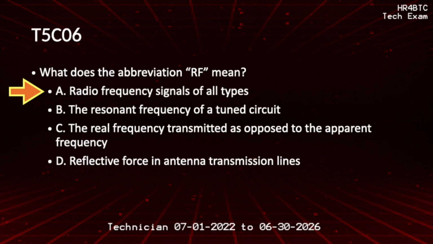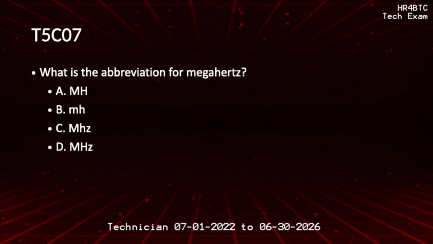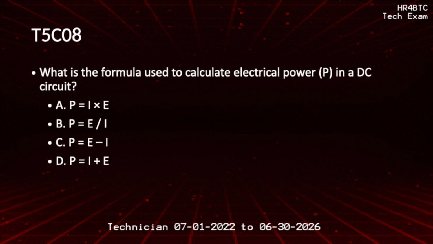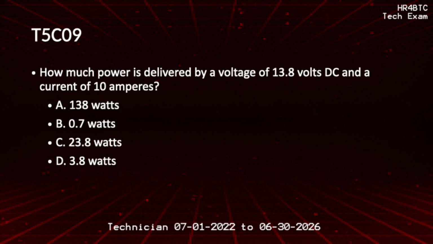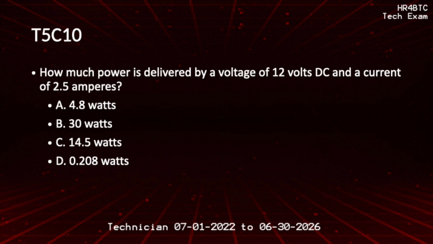What does the abbreviation RF mean? Radio frequency signals of all types. What is the abbreviation for megahertz? Megahertz. What is the formula used to calculate electrical power P in a DC circuit? P equals I times E. How much power is delivered by a voltage of 13.8 volts DC and a current of 10 amperes? 138 watts. How much power is delivered by a voltage of 12 volts DC and a current of 2.5 amperes?